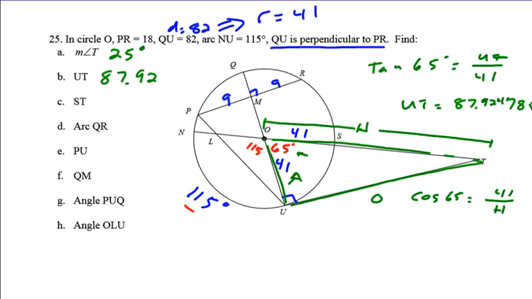Cross multiply the h up, cross multiply the cosine of 65 down. And you get h is about 97.01. We are then going to subtract the radius from that. So ST by itself is 56.01.